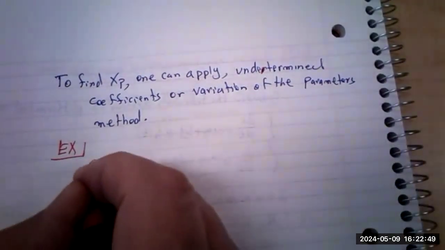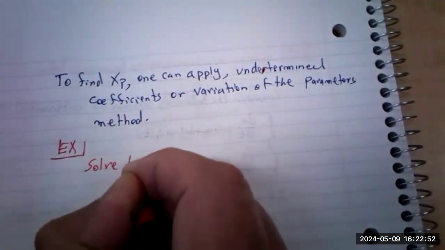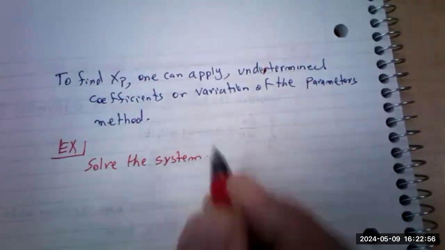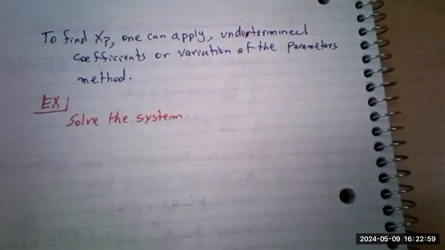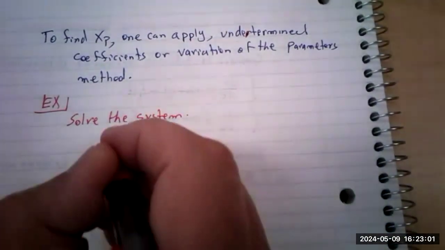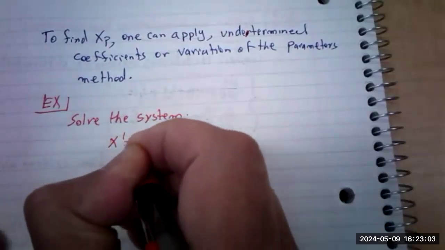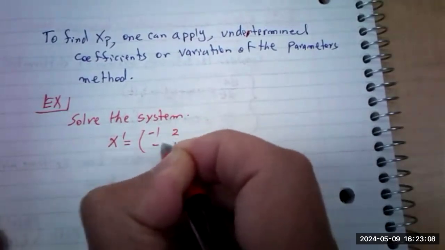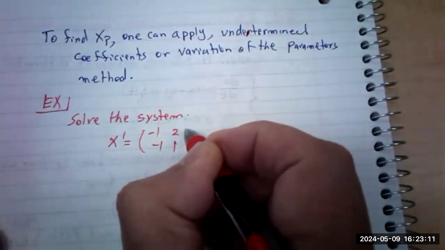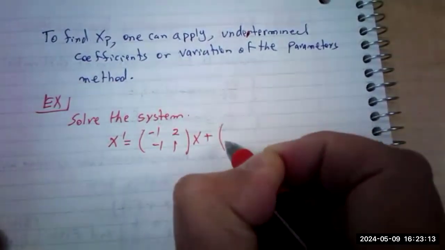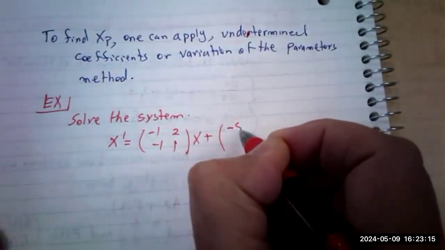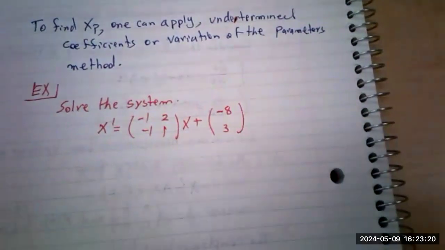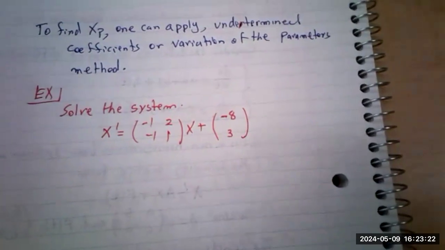This method is really clear. This group, solve the system. The system is going to be this one. We have X prime equal to the matrix -1, 2, -1, 1 times X. And the function is a constant function, -8 and 3, it's just a vector. This is the easiest case for the undetermined coefficients.